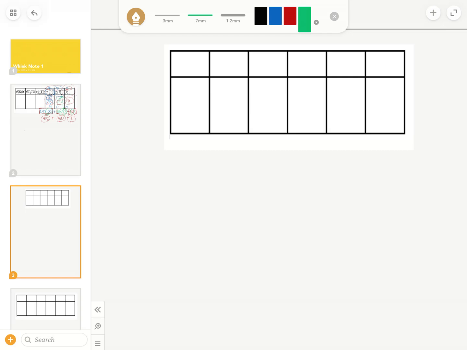Okay, so this is the ones column, so I'm going to times it by 1. This is the tens, so I'm going to times it by 10. This is the hundreds, so I'm going to times it by 100. This is the thousands, I'm going to times it by 1,000. This is the 10,000s, so I'm going to times it by 10,000. And this one's the 100,000s, so I'm going to times it by 100,000. So whatever house it's in is just what you're going to multiply it by.